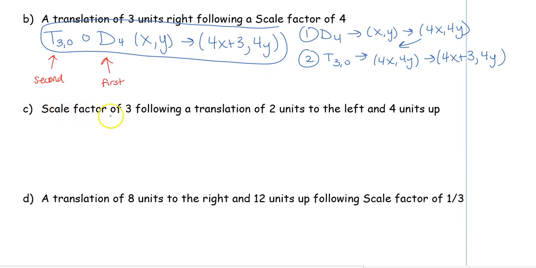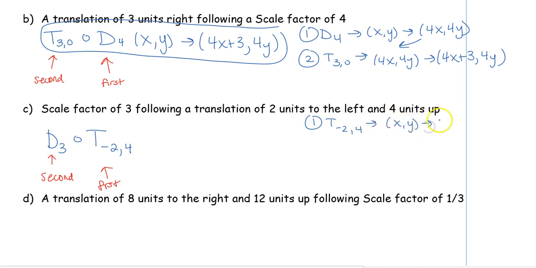Two more left. Scale factor of 3, so a dilation by factor of 3 following a translation 2 units left, so -2 and 4 units up. Again, this is what I do first. This is what I do second. So the first thing we do here is I'm going to translate 2 left and 4 up. I start at xy. From the x I move left 2, the y I move up 4. This is where I end up.